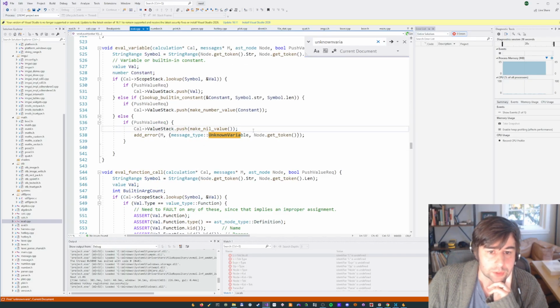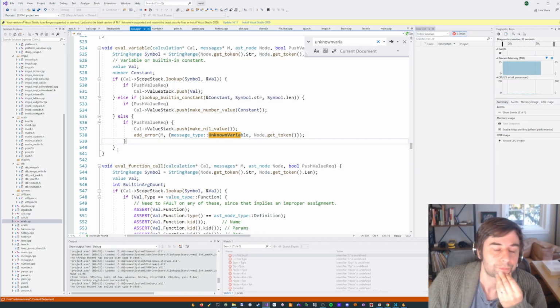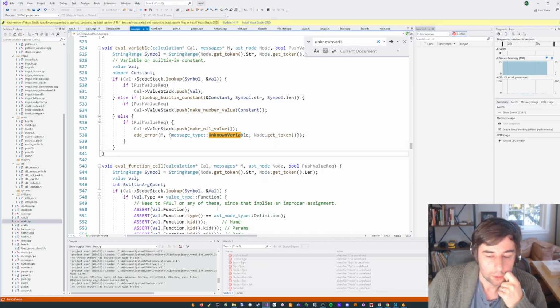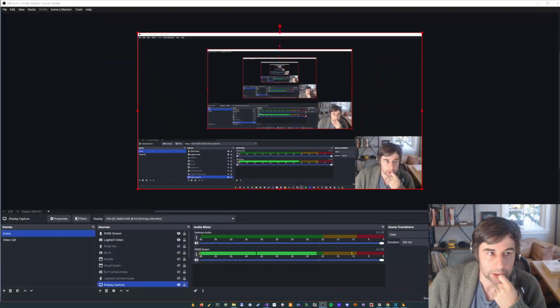Yeah, because before it was just pushing a nil and then crapping out. Okay, but what I really wanted to do is give the X back. And for that, we would actually have to have like a proper tree.